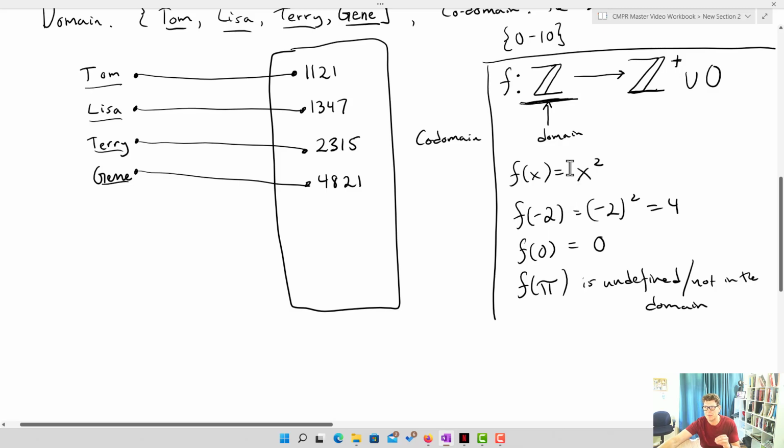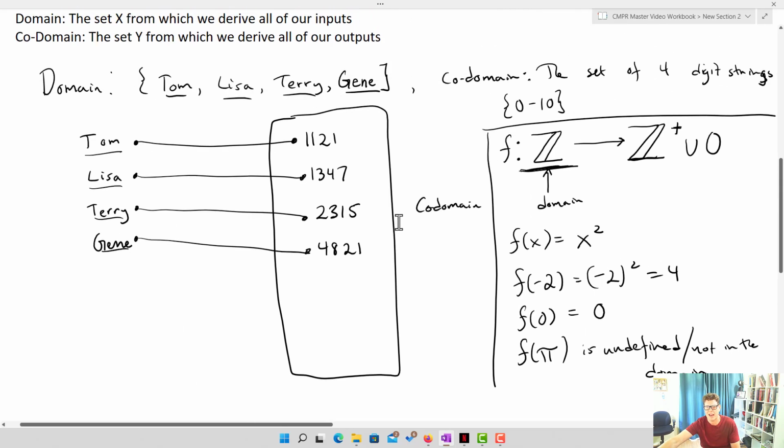And that's an important piece. That's going to end up helping us to define what a function really is. And then the second piece here is that we don't actually have to utilize everything in our codomain. So for example, in this first case where we picked the set of 4-digit strings from 0 to 10, we actually only mapped to 4 elements in that codomain. The codomain has 10,000 elements. We only mapped to 4 of the elements, and so consequently we didn't have to actually utilize all of the codomain.